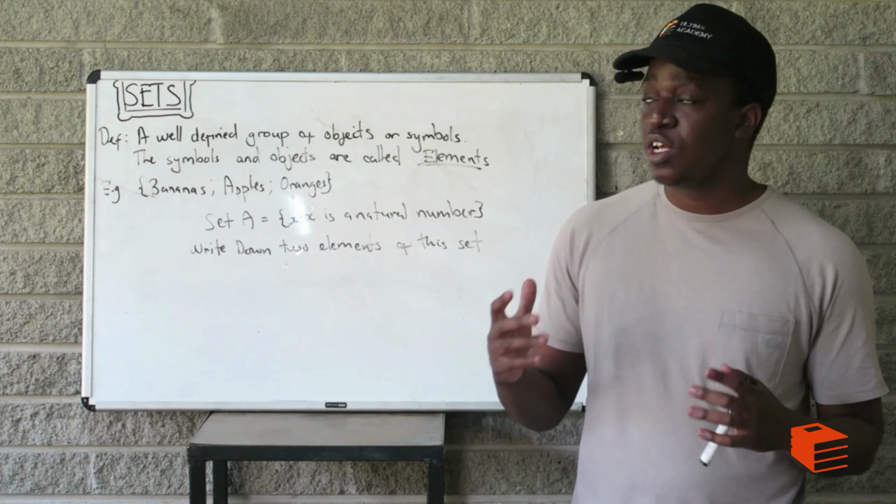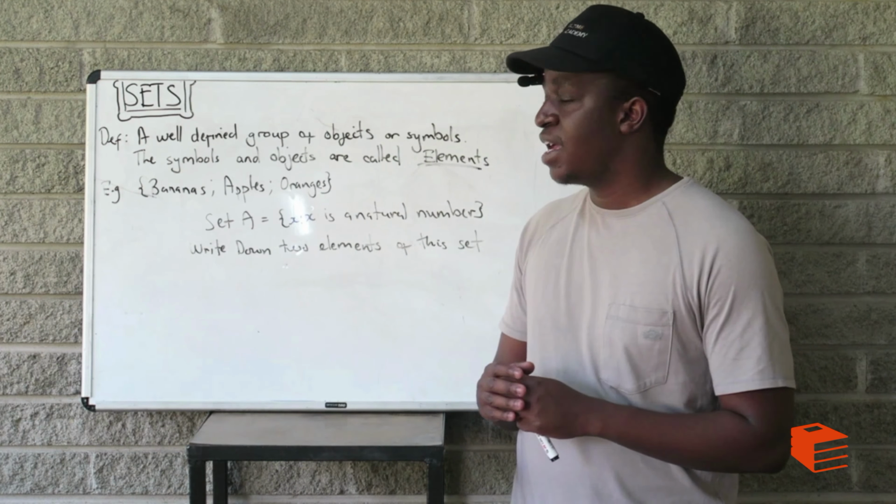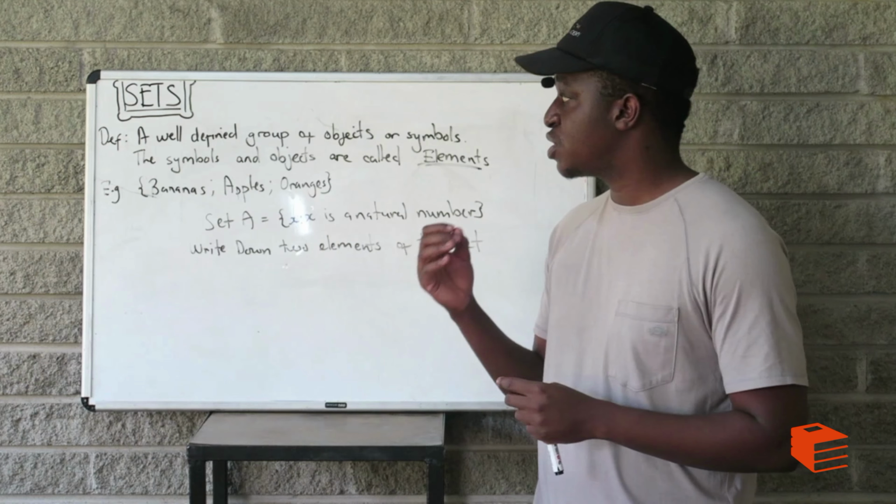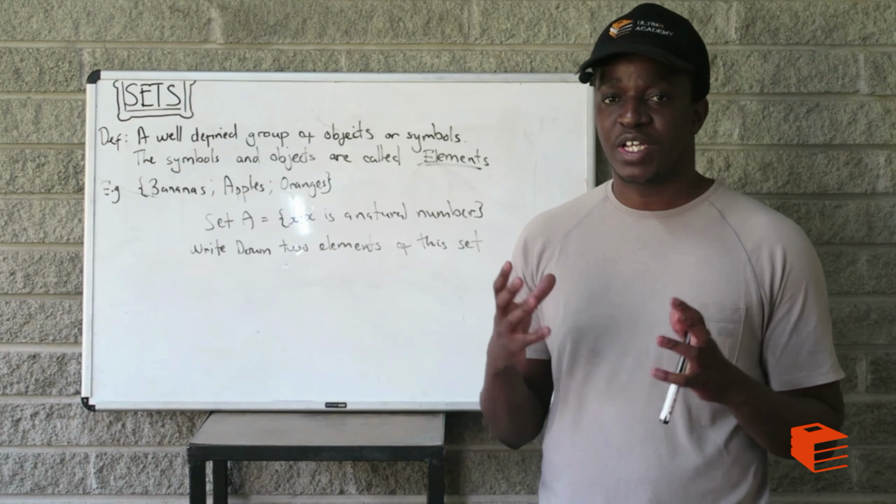Hello, today we're going to learn about sets. A set is a well-defined group of objects or symbols. The symbols and the objects in the set are called elements.